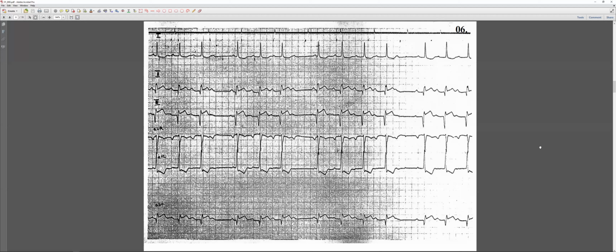Okay. First of all, the rhythm is arrhythmic. I can roughly estimate that from here: 1, 2, 3, 4, 5, 6.